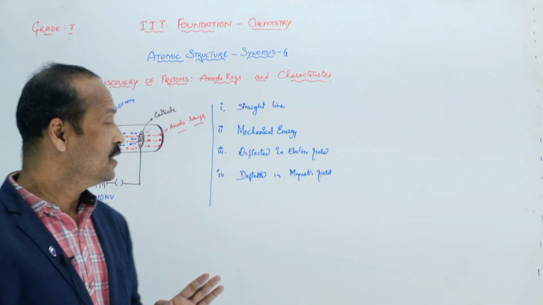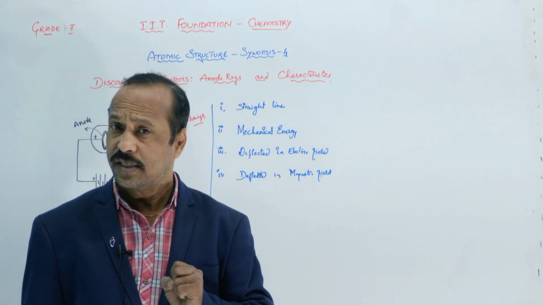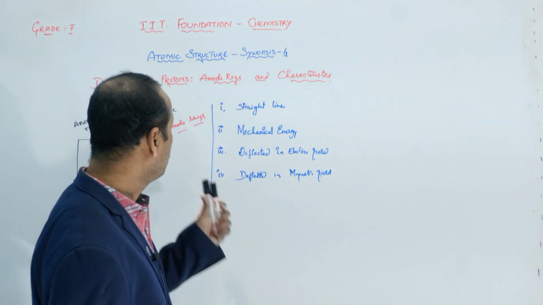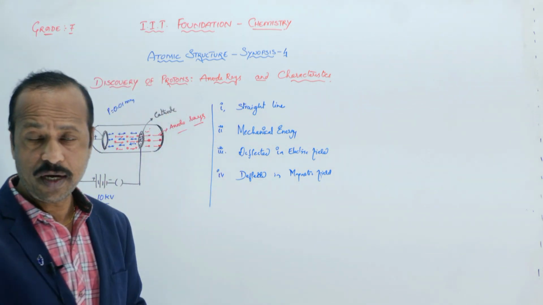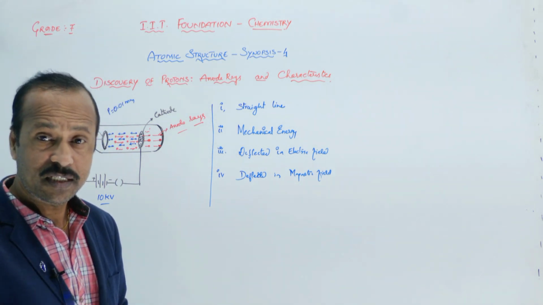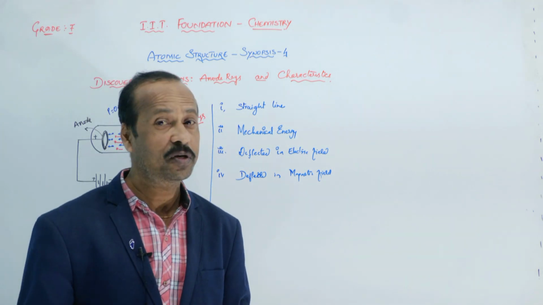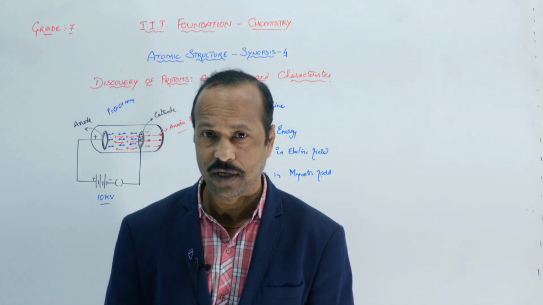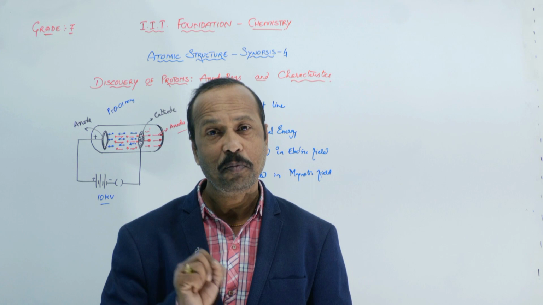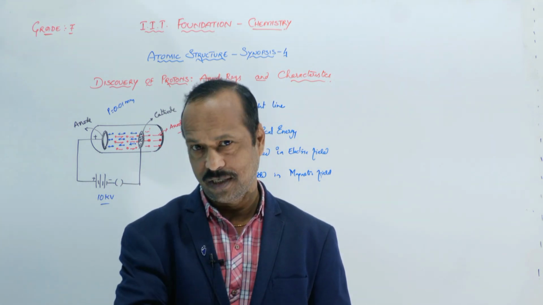And the most important thing is the charge of the anode rays. This is very important, the charge of the proton. Your anode rays are later named protons. The charge of the proton is found to be, how much can you guess? What amount of charge is present in the proton? It is 1.602 x 10^-19 coulombs of positive charge.